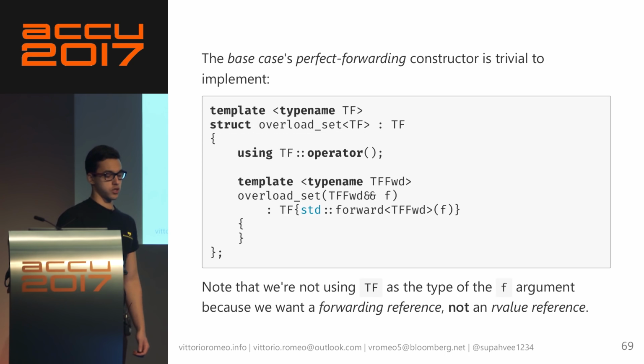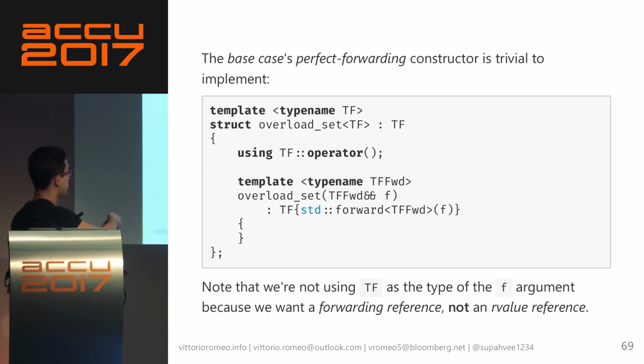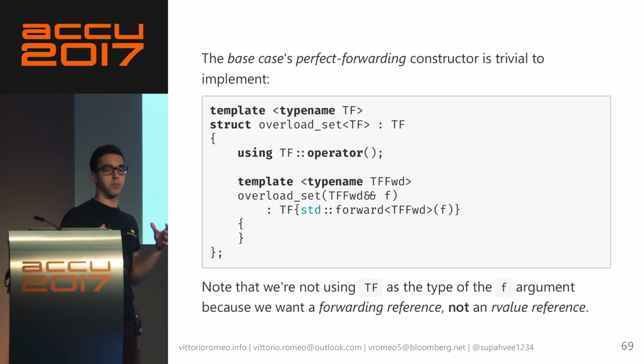So let's begin with the constructor. In the base case, all we need to do is simply add this perfect forwarding constructor here. What I'm doing is defining a templated constructor which takes a new type name by forwarding reference and forwards it inside our base class. So this is basically saying, I'm wrapping a function object. Please initialize me by perfect forwarding an existing one into myself.